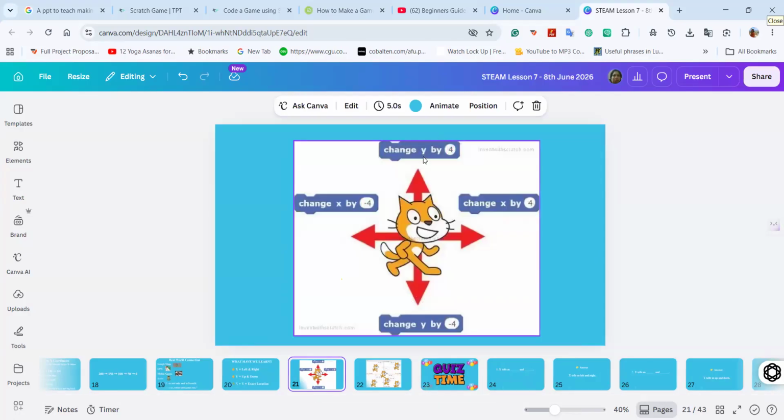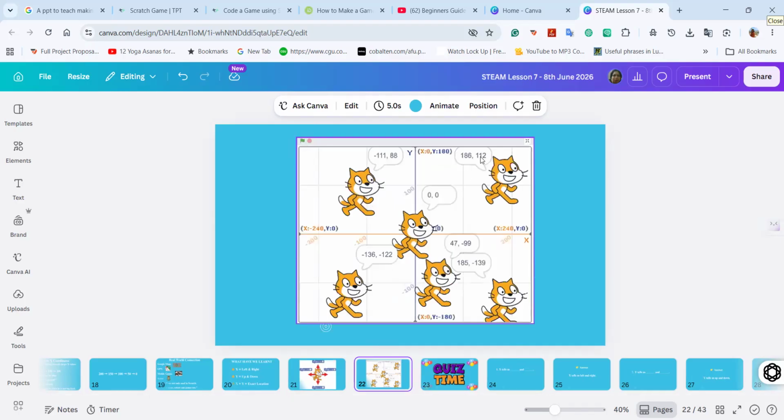See the directions. Change X by 4. We move to the right, plus. Change X by 4 to the left is negative, that is minus. When we move up, it is plus Y. When we move down, it is minus Y or negative Y. We learned all this. Now you see over here all the coordinates.